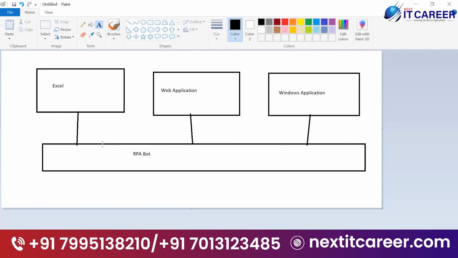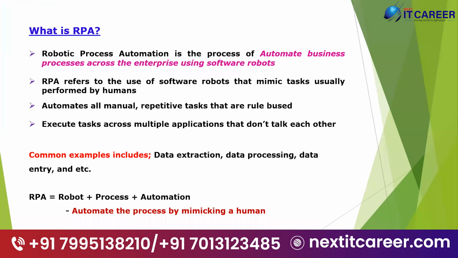Rule-based automations. How do I make that rule? Based on the data which I am receiving in an Excel. Am I right? Yes. I'm going to read the data based on Excel. If the Excel data doesn't have it properly, I'm not able to update that in a web application or Windows application. Clear? So I can go and update only when my data is rule-based.